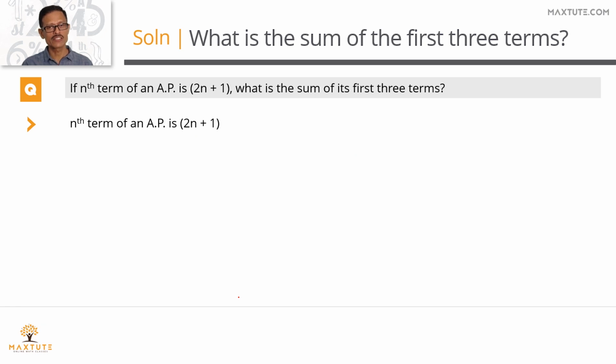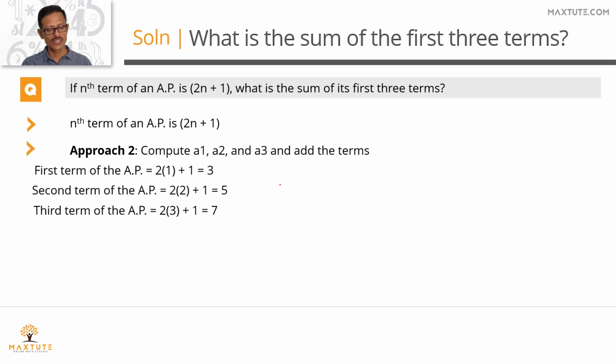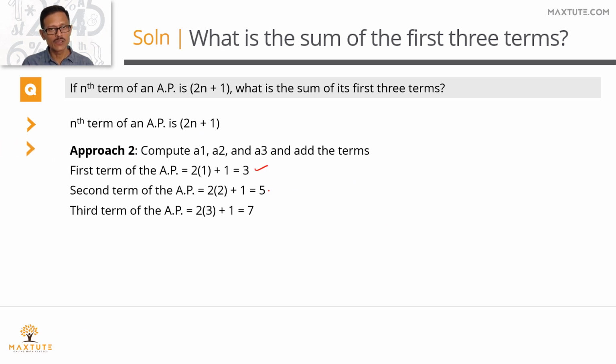The second approach is a much simpler approach. What we're going to be doing is substitute n equals 1, 2 and 3 and compute the first, second and third terms. So if n equals 1, first term is 3, n equals 2, 2 times 2 plus 1, which is 5. We computed the value of the third term in the last approach itself, which equals 7.